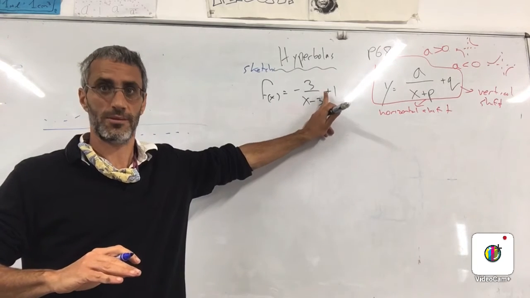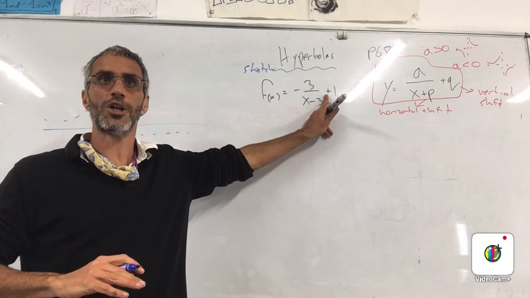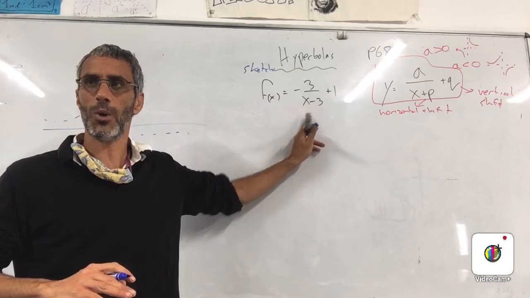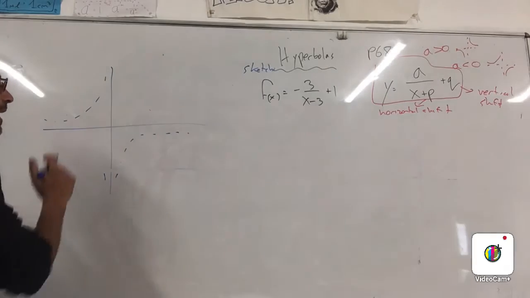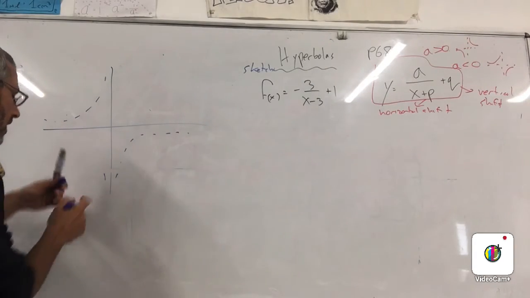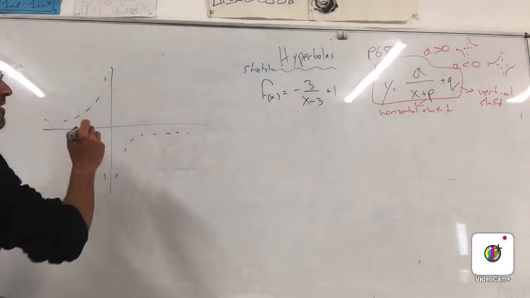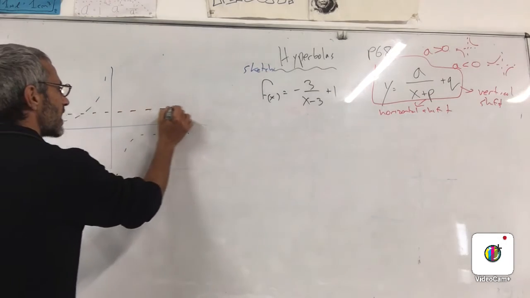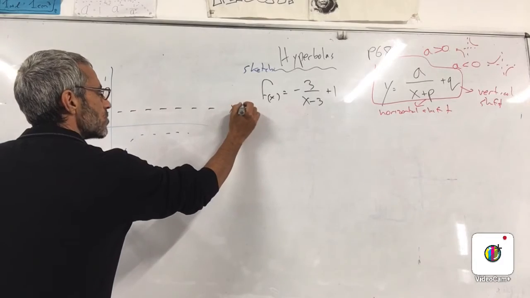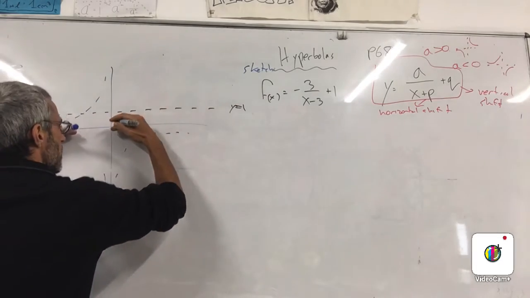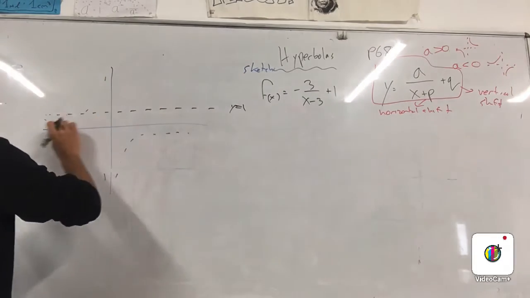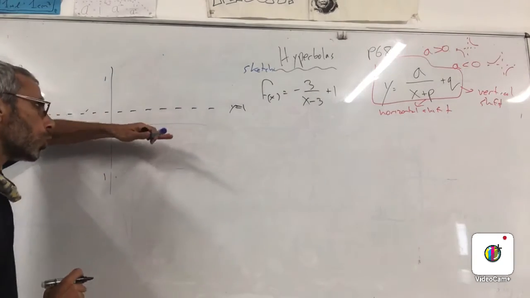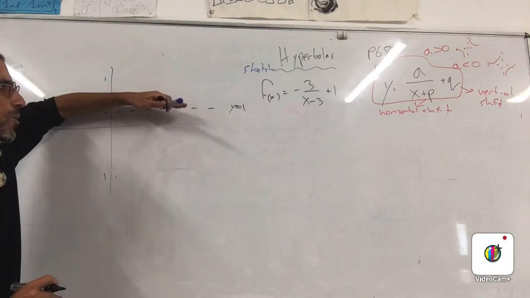Up. That's the vertical shift. Did I shift it right or left? Right. Okay. How much did I shift it up? 1. That means my horizontal asymptote is now y equals 1. That was here and now it moved there. That's my new horizontal asymptote. It's all shifted up. It used to be there, now it went up.